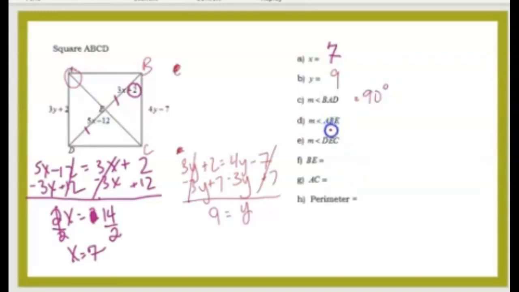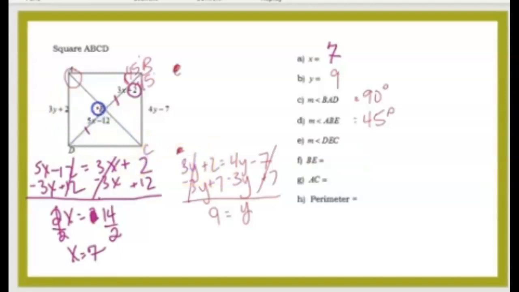Part D says find the measure of angle ABE. So that's this angle here. And because of the properties of a square, we know that the diagonal bisects the angle. So that means it cuts it into 2 equal angles. And half of 90 is 45. So that must be 45. These are going to form 45, 45, 90 triangles. Very special triangles.